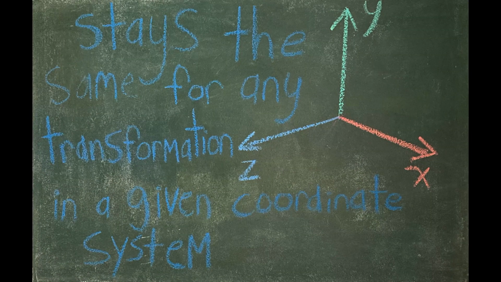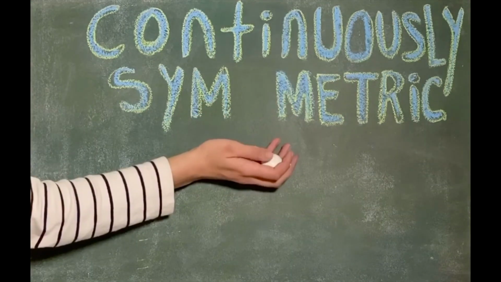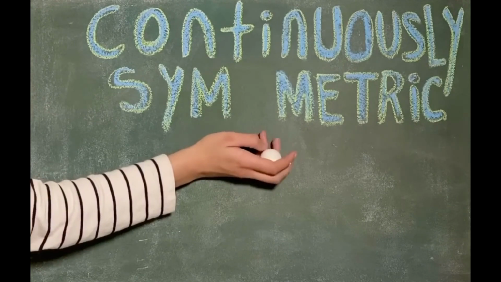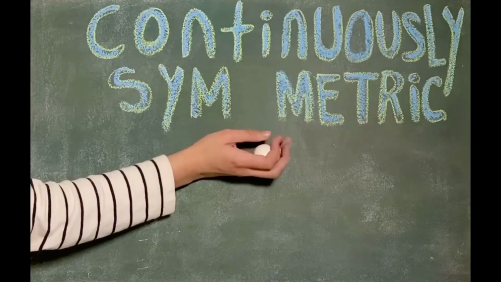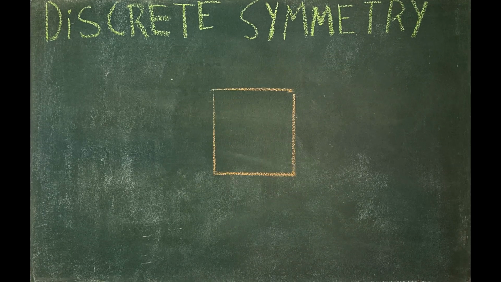Something is continuously symmetric if it stays the same for any transformation in a given coordinate system, like a perfect sphere, which is continuously symmetric under rotational translations. No matter which way or how much you rotate it, it looks the same. This is as opposed to a discrete symmetry, where only certain changes will keep the object looking the same.